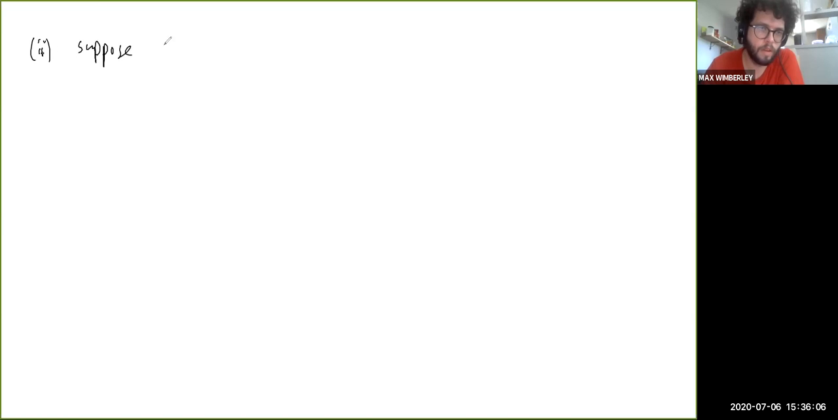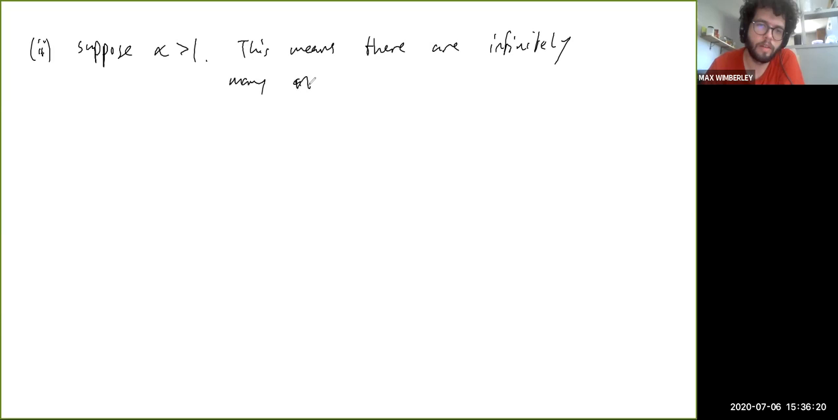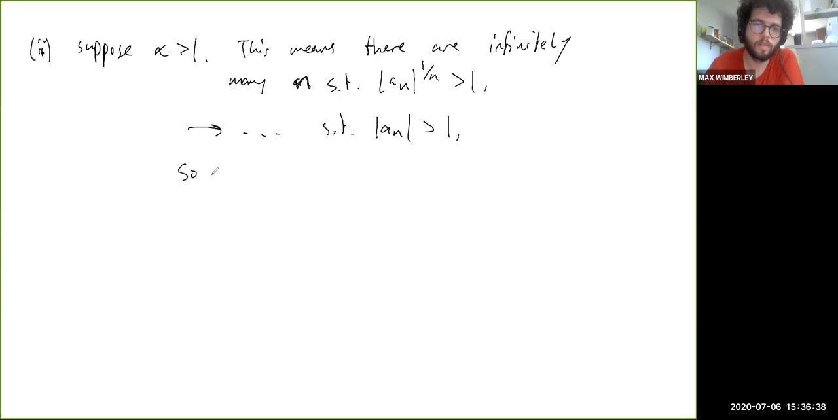suppose alpha is bigger than 1. This means there are infinitely many n such that the absolute value of an to the 1 over n is greater than 1, right? But then there are infinitely many n such that an itself is greater than 1. So clearly, the terms an do not converge to 0. So the sum of an has to diverge, right?